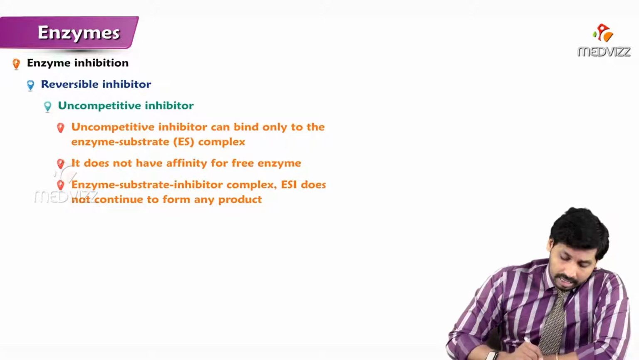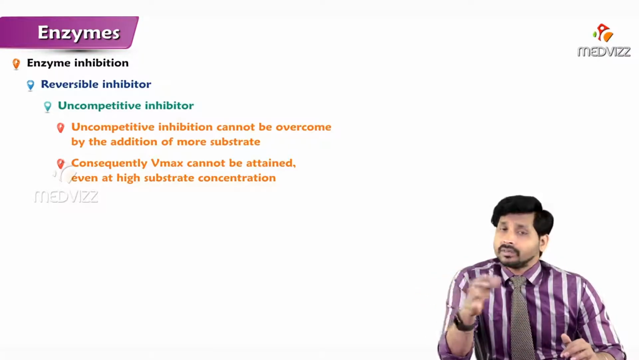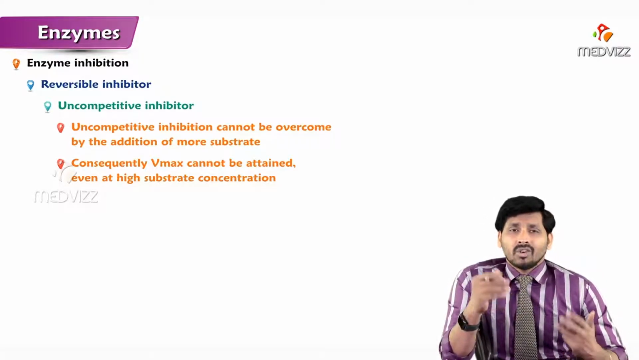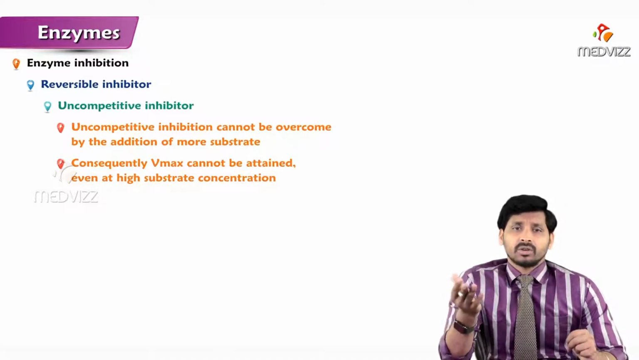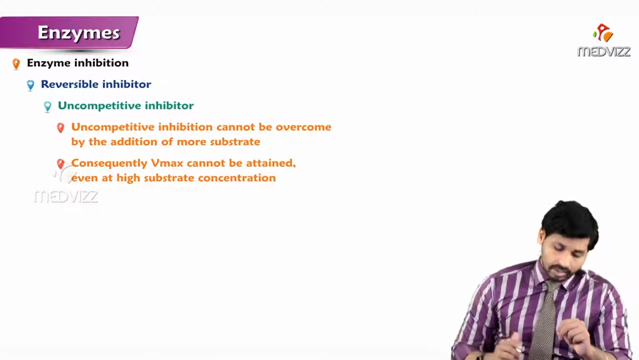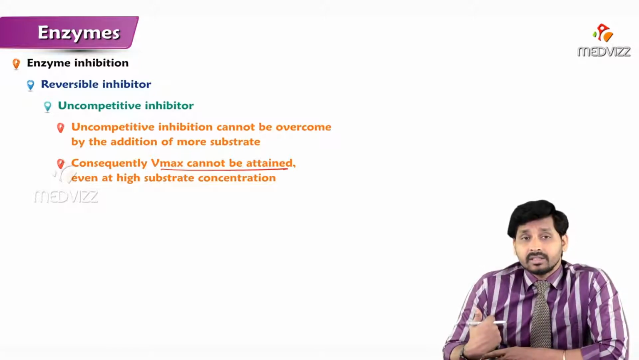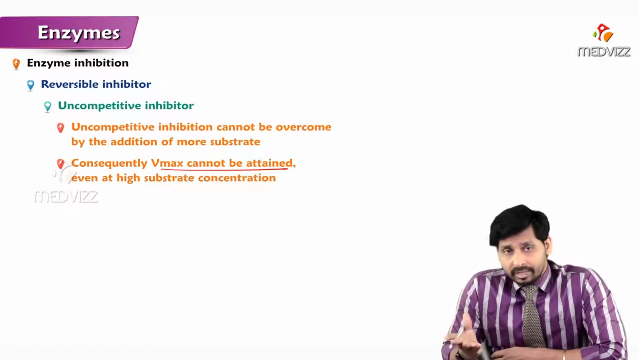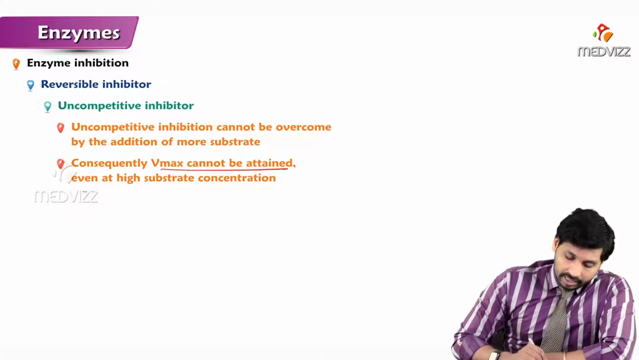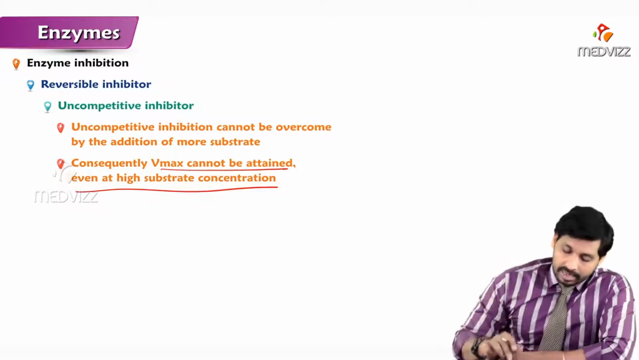The enzyme substrate inhibitor complex doesn't continue to form any product. So uncompetitive inhibition cannot be overcome by addition of substrate, just like non-competitive inhibition, because here the inhibitor is not binding to the free enzyme or the active site, it is binding to another site. So if you increase the substrate concentration, this type of inhibition cannot be reversed. Consequently, when you talk about the enzyme kinetics of this type of reversible inhibition, uncompetitive inhibition, Vmax cannot be attained even at high substrate concentration.